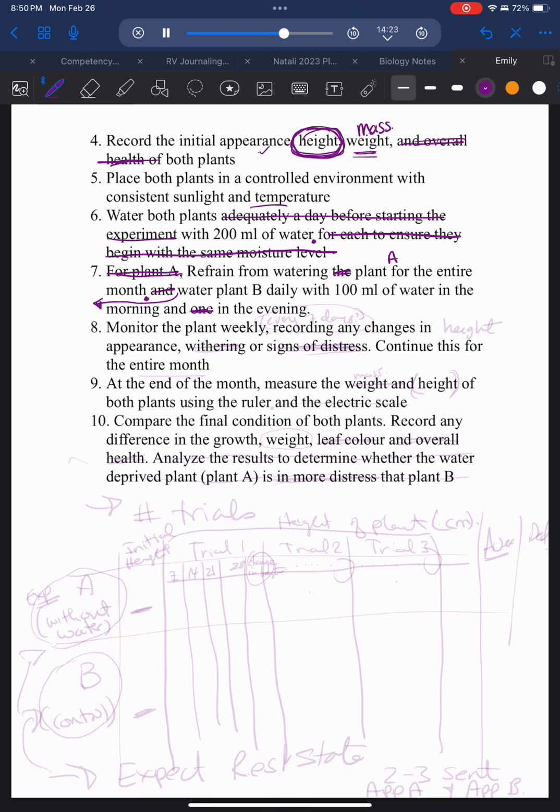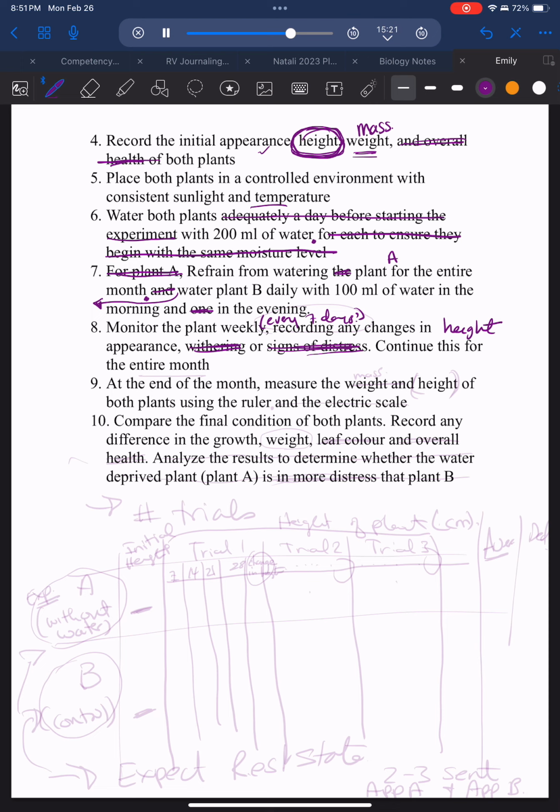Water plant B daily with 100 ml of water in the morning and in the evening. Number 8, monitor the plant weekly, recording any changes in appearance, withering. Don't get rid of withering or signs of distress. What signs? You have to be specific as to what you want to focus on, right? Monitor the plant weekly, recording any changes in height, appearance. You don't need appearance, but if you want to keep it, then fine. Continue this for the entire month. So weekly means every 7 days. You need to keep that clear, right?